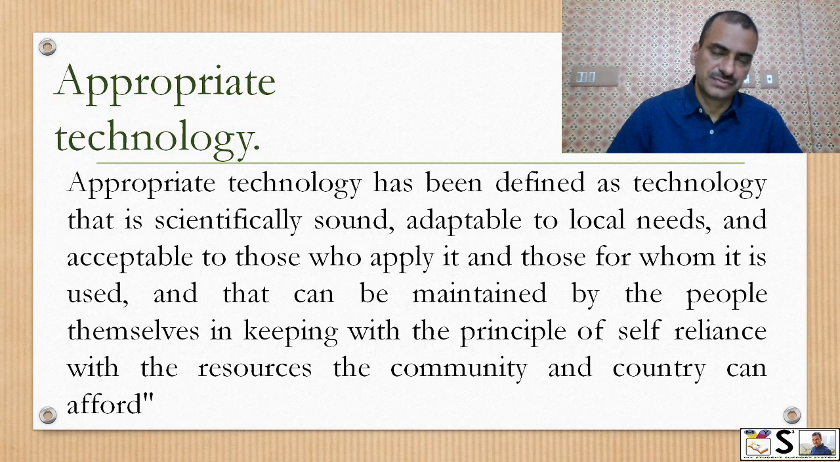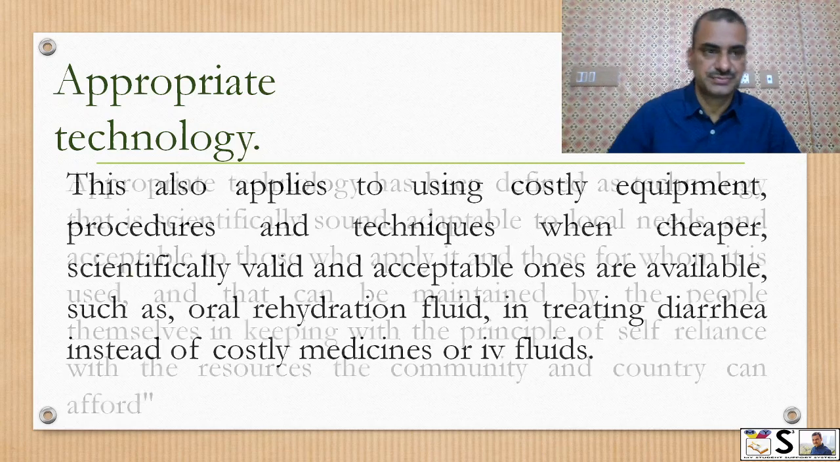Appropriate technology. Appropriate technology has been defined as the technology that is scientifically sound and adaptable to the local needs and acceptable to those who apply it and those for whom it is used, and that can be maintained by the people themselves in keeping with the principle of self-reliance with the resources the community and the country can afford.